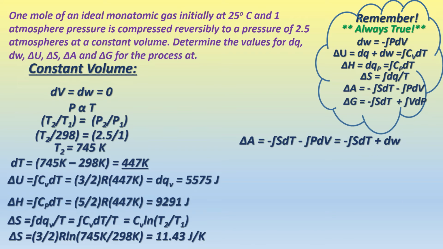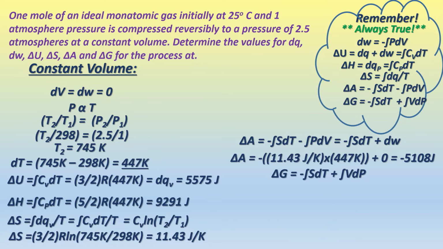Delta A, I have an entropy and I have a change in temperature. The value of work is 0, so I get minus 5,108 joules. Gibbs free energy, you start with the fundamental definition. This time, volume is constant, pressure is changing.